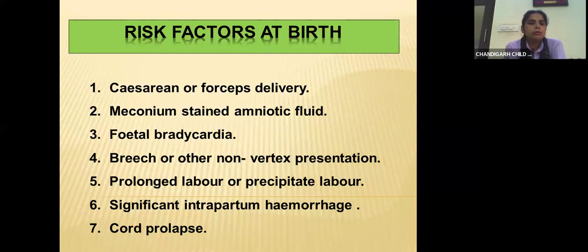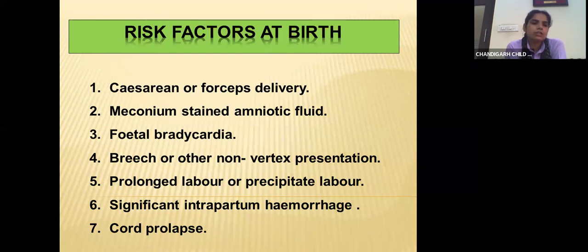And second is meconium stained amniotic fluid. Whenever the baby aspirates meconium stained amniotic fluid, at that time resuscitation is required. And fetal bradycardia. From antenatal checkup, some ladies suffer with fetal bradycardia. At that time, it is very important.